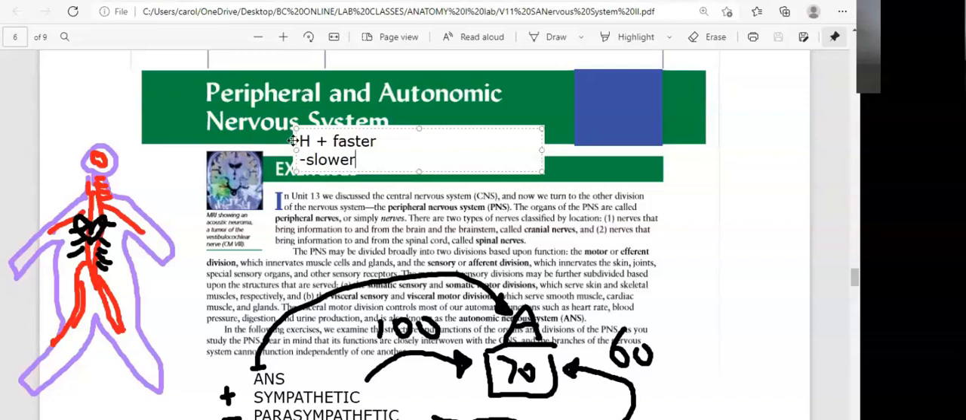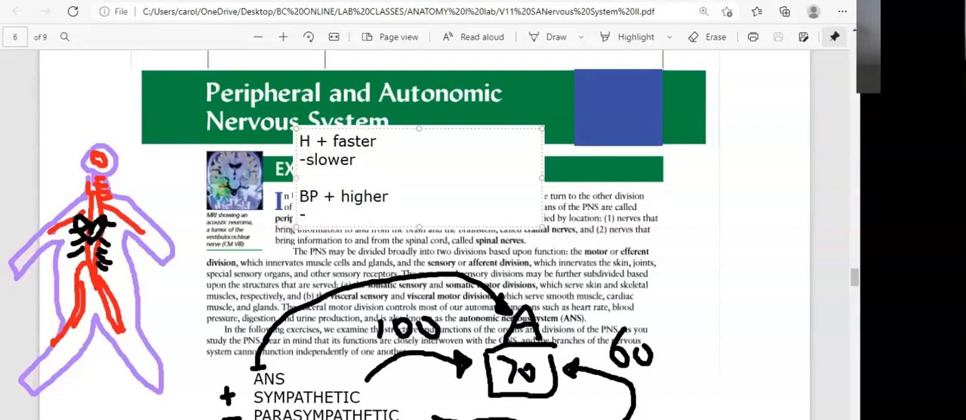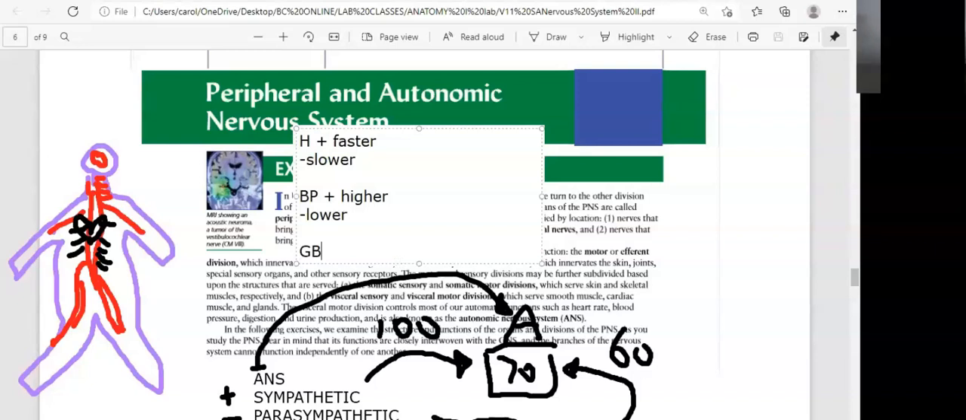Let's think about blood pressure again. So then what is it the plus means? Well, that's going to be higher. But minus is going to be lower. Your gallbladder produces bile. So then what does plus mean? Well, plus means probably more bile. What does minus mean? Well, it's going to be less bile.